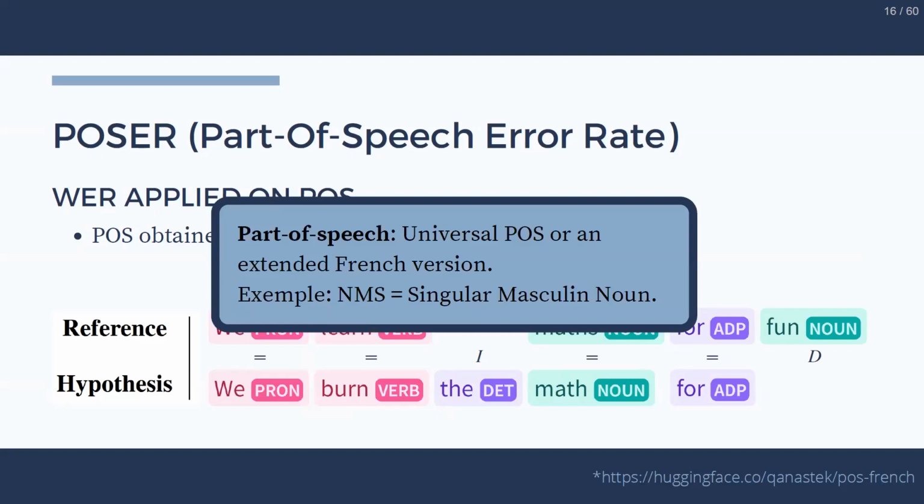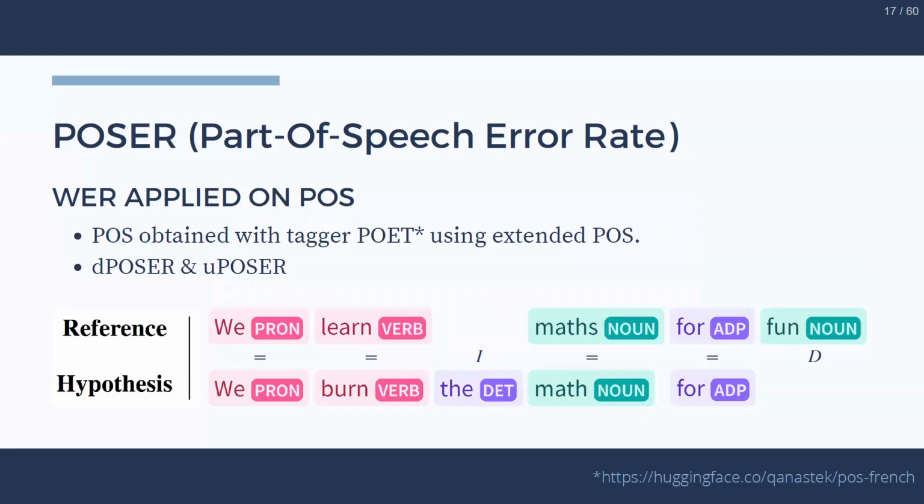We could use a universal part of speech or an extended French version. This extended French version has the particularity of having a higher granularity. For example, NMS is singular masculine noun, and you can also have plural masculine noun, feminine noun, etc., instead of just one part of speech for all nouns. Therefore, we could use 2 variants of this metric, aka the detailed part of speech error rate and the universal part of speech error rate.